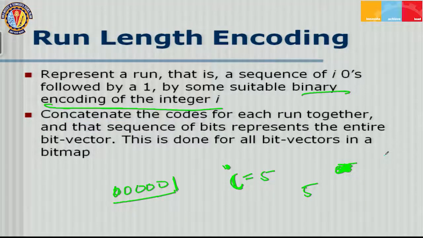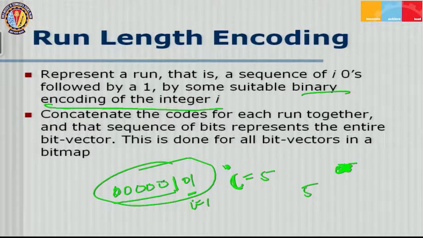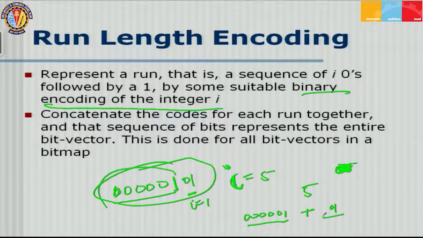And this you do for all the runs. Suppose there is another one here, where the length is i equal to 1. If this is my bit sequence totally, then whatever I write for this part, 00000 1, is its run length encoded version, plus I'll write the encoded version of 01, and then I concatenate these two strings. This is done for all bit vectors in a bitmap, so finally the whole matrix gets compressed using this concept.